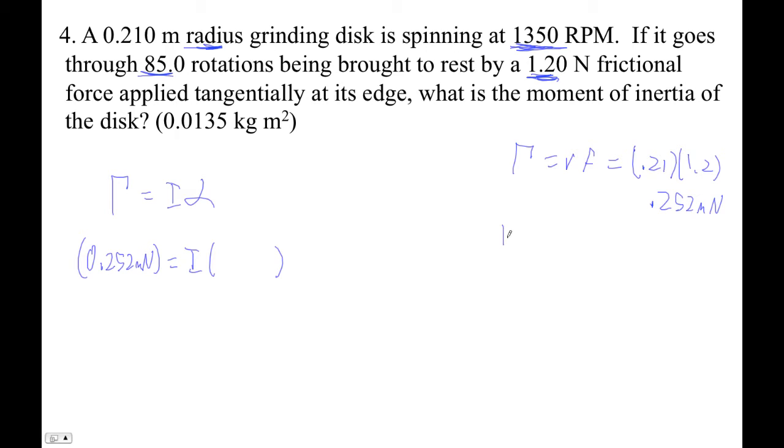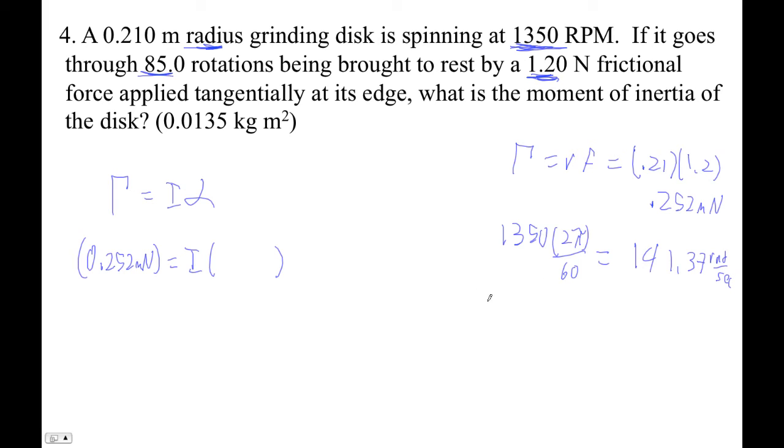But first let's turn 1350 times 2 pi over 60. Right, we want to turn that into radians per second. So multiply by 2 pi to get radians per minute, divide by 60 to get radians per second. So 1350 times 2 times pi divided by 60 is 141.37 radians per second, right?